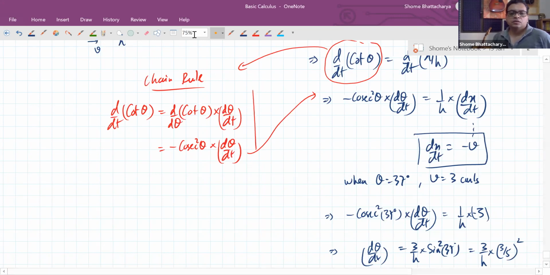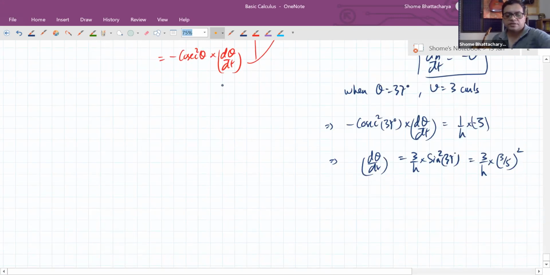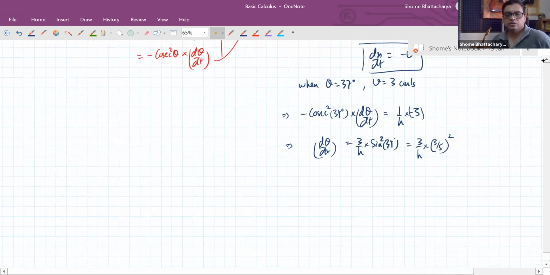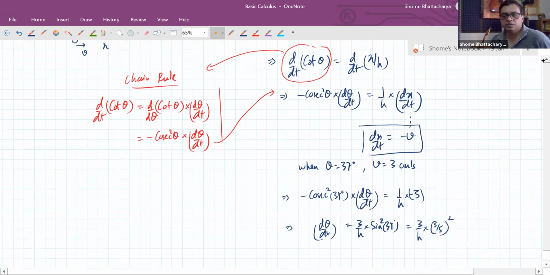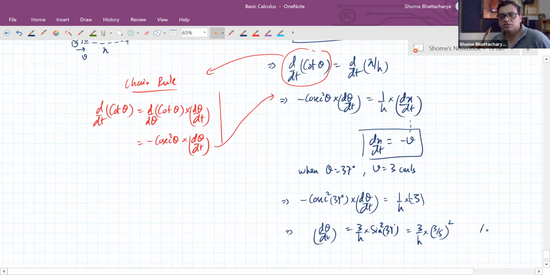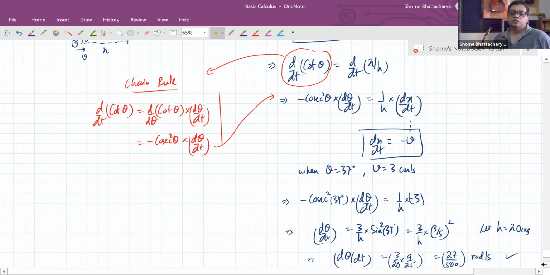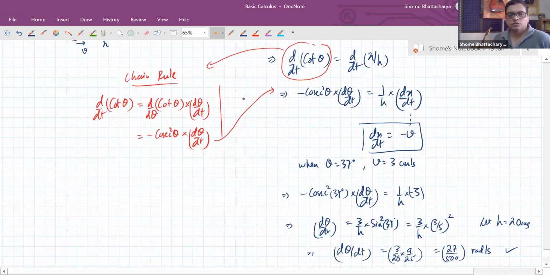So we get the value of d theta by dt in terms of h, which means we need to know the value of that height in order to determine the exact value of d theta by dt. But this is the relationship. Suppose h is some 20 centimeters or something. Then d theta by dt at that particular instant will come in radians per second. So this is another example of the typical application of the chain rule for the constraint relation.